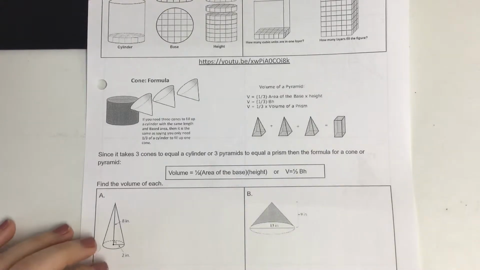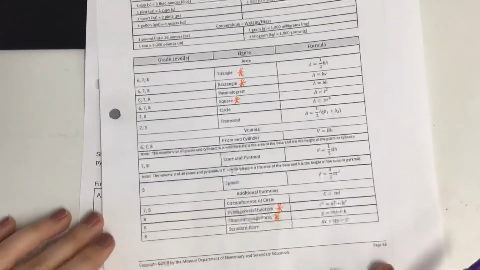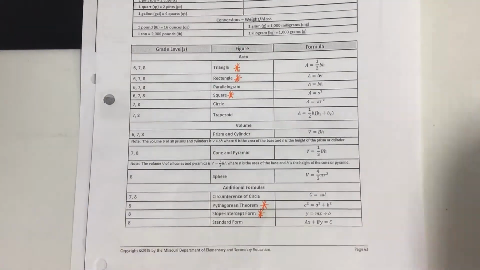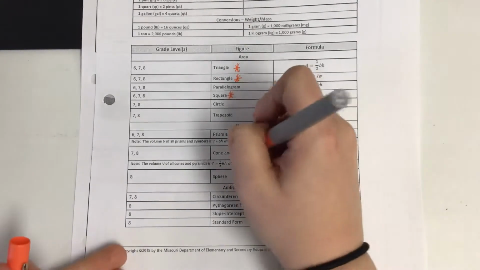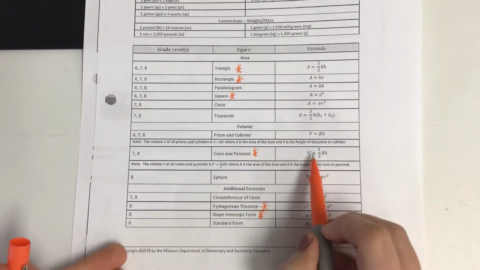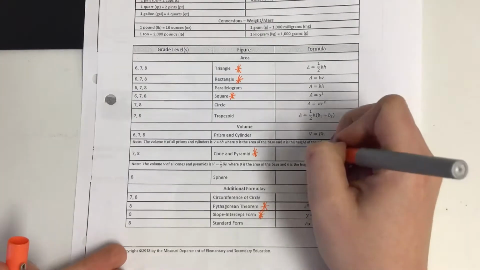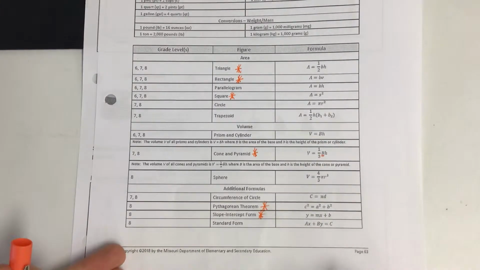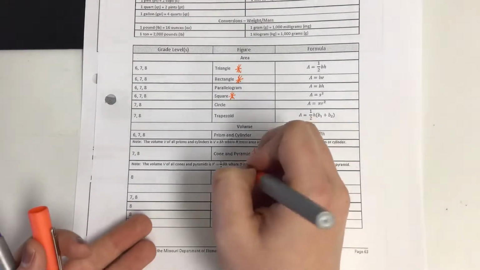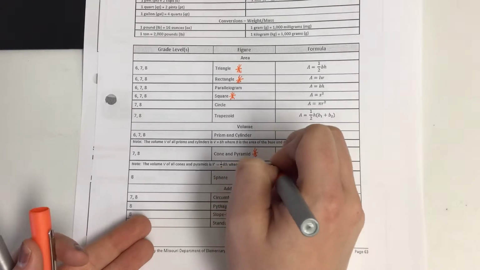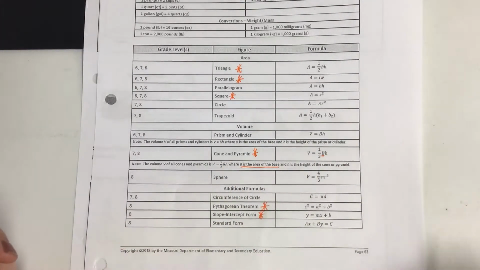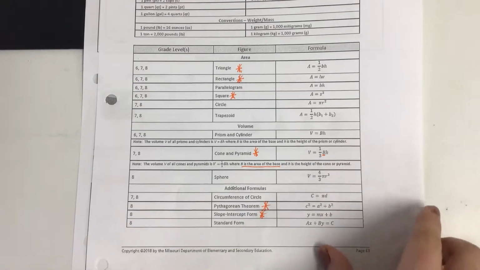This formula is actually found on your formula sheet. It is right here for volume of a cone and a pyramid, and it says 1/3 times capital B times height. I want you to notice this is a capital B, and it says capital B is the area of the base. So our capital B is not just going to be one letter. We're going to actually substitute in a formula for that capital B. So that's what we need to be careful of.